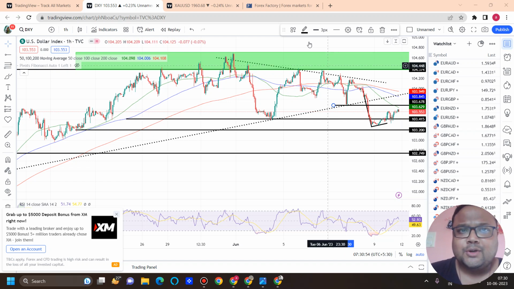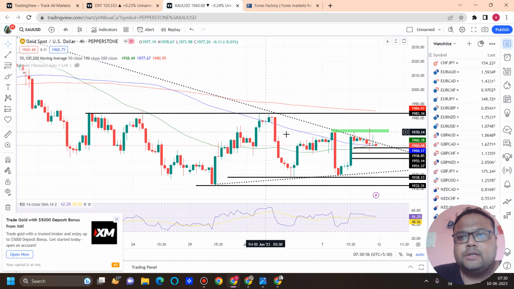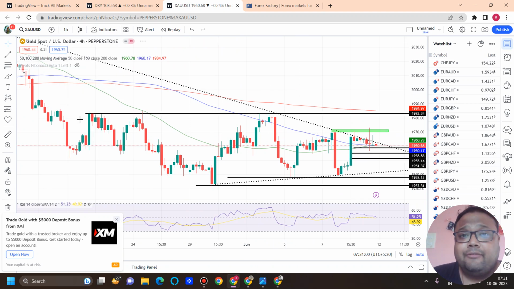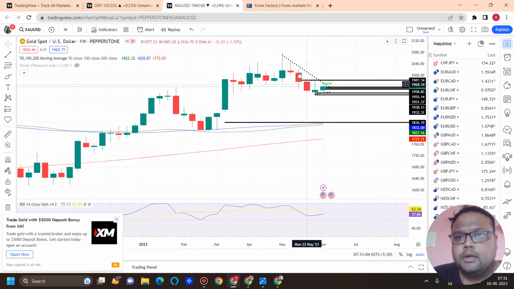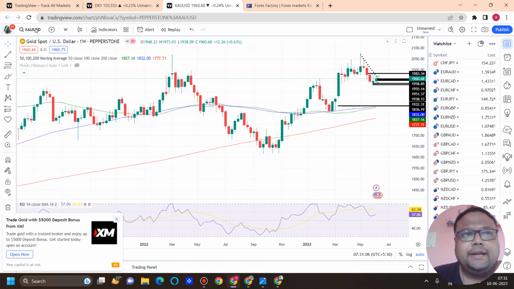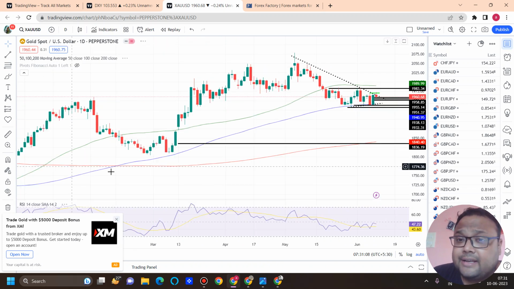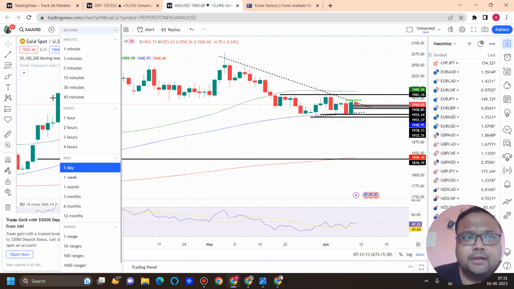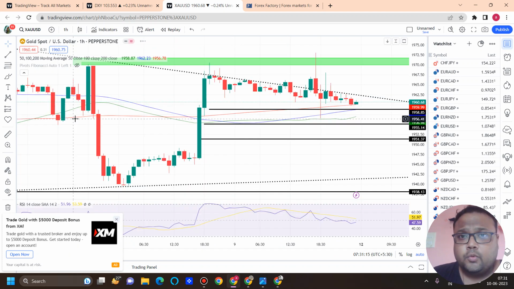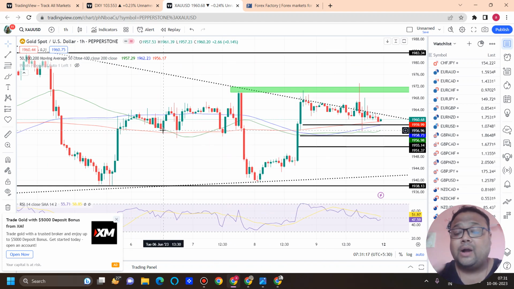Now let's head towards gold again. To understand the chart of gold better, we need to move to the 1-hour time frame, because if we go to the weekly time frame, you can see that we do not have any clarity. If we go to the daily time frame, then also you can see that market is inside the range, no clarity. So as a result, we need to focus on the hourly time frame.